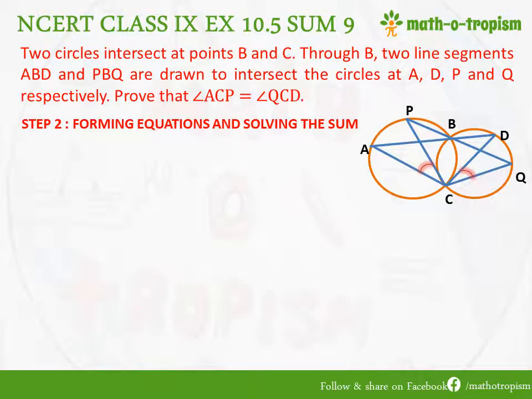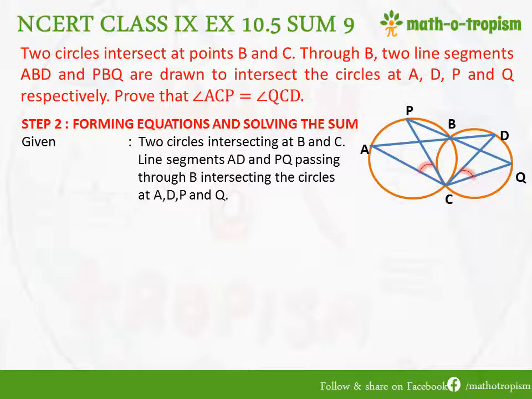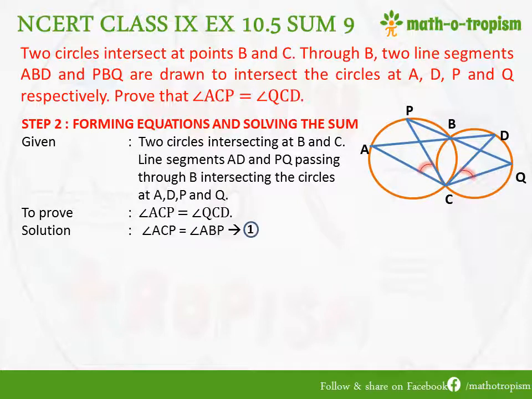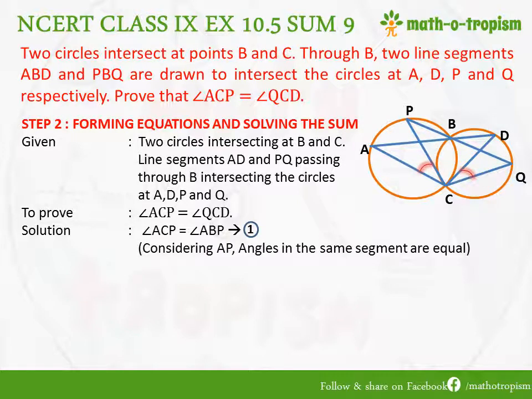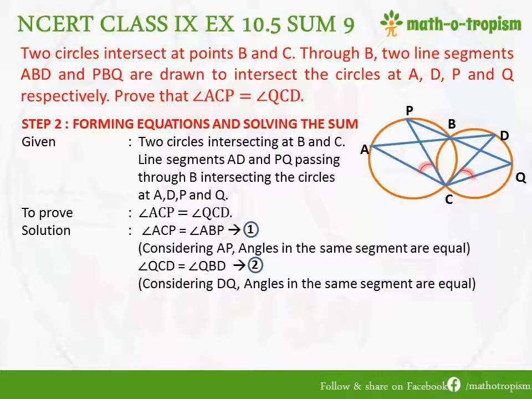So forming equations and solving the sum, given are two circles intersecting at B and C, line segments AD and PQ passing through B, intersecting the circles at A, D, P and Q. To prove angle ACP is equal to angle QCD. Solution: angle ACP is equal to angle ABP considering the segment AP, and we know that angles in the same segment are equal. Similarly, angle QCD and angle QBD are also equal.